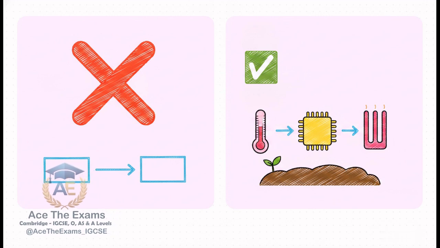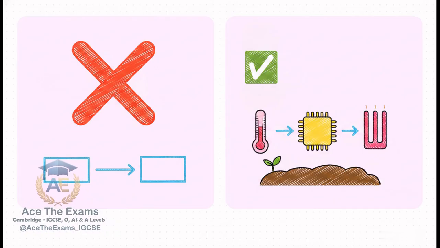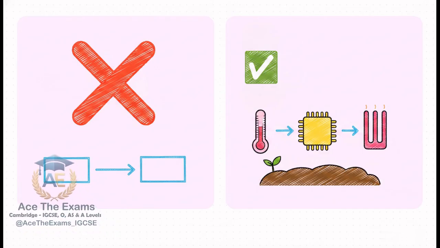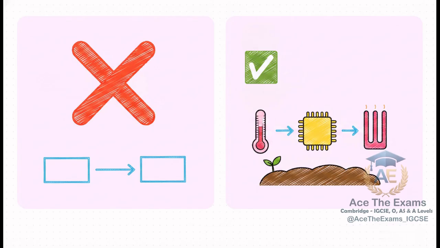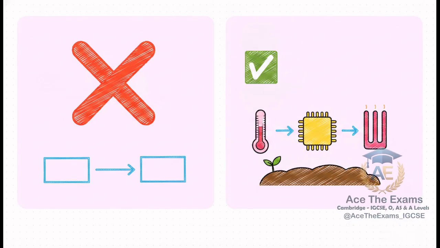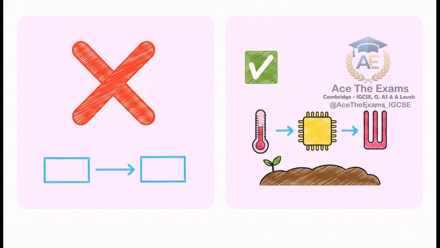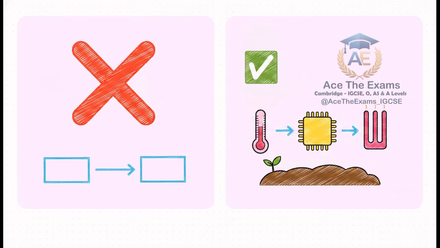The second answer takes that theoretical architecture we just talked about and anchors it directly into the dirt and heat of that specific greenhouse scenario. That right there is exactly why the method mark is awarded. And honestly, it perfectly uses the PEEL framework. Point, evidence, explanation, link. It's a structured, bulletproof response.